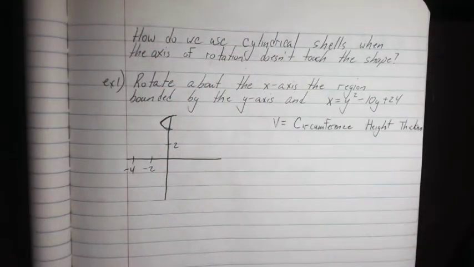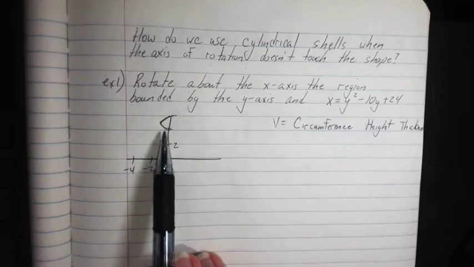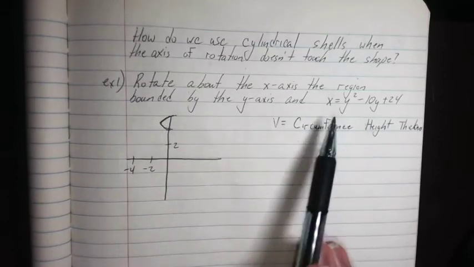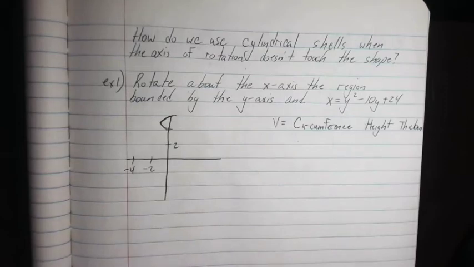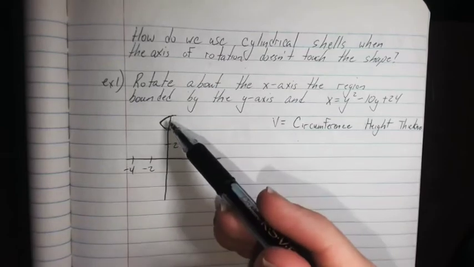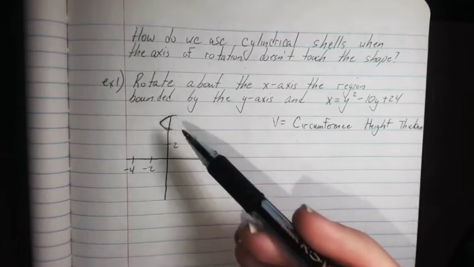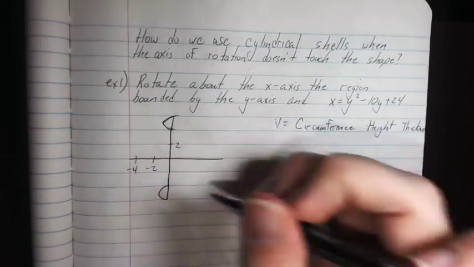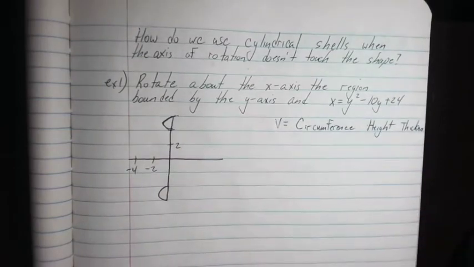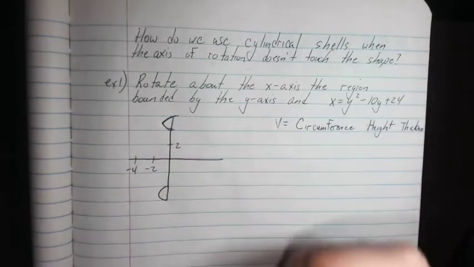So we're going to take a look at today how we use cylindrical shells when the axis of rotation doesn't touch the shape. Here's our first example. You might want to pause the video and write it in. I got this graph by just plugging this into Desmos and it graphed it out. This does extend further in a sideways parabola. I just didn't write it because this is the only region we need. Now this is going to rotate about the axis here. So we're going to wind up with another shape here and a parabola. And our shell is going to end up looking like this.